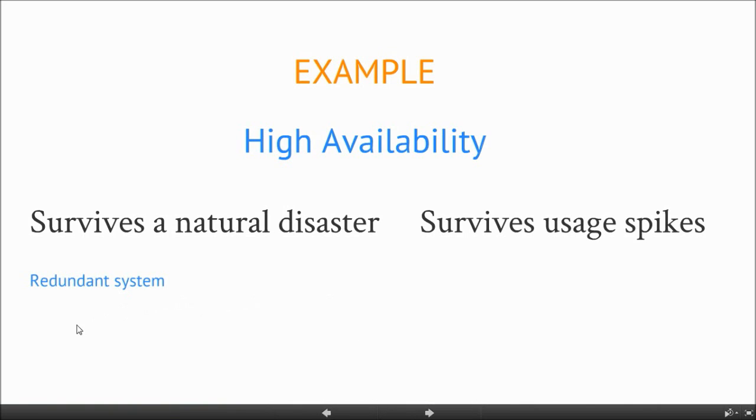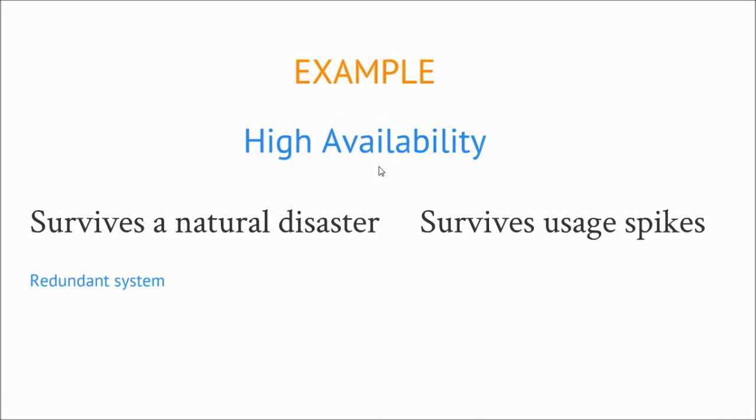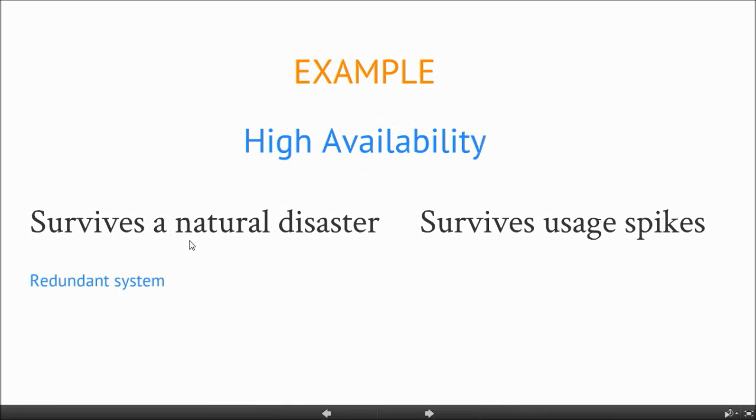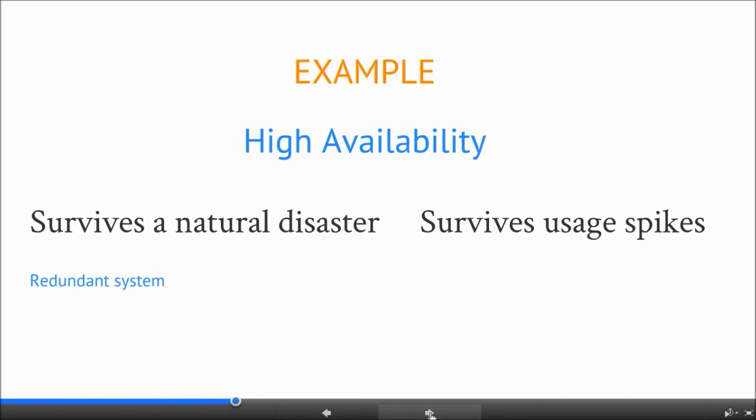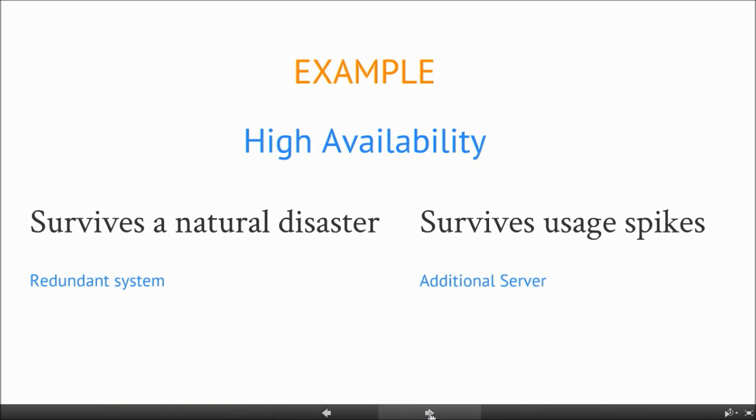Surviving a natural disaster means we need to have a redundant system. Now you see we've moved from high availability, which is at this point not very measurable and still a little bit nebulous, and now we've defined it as we're going to have a redundant system. So we have our primary system, we have a backup system. That's becoming a little more clear. Next, for surviving usage spikes, we're going to have an additional server.